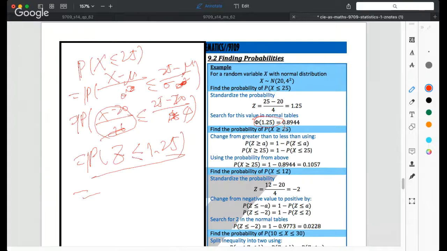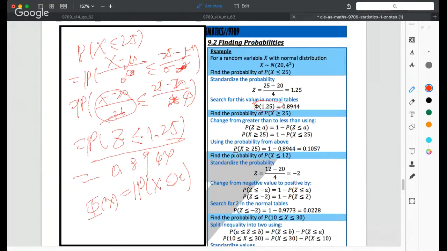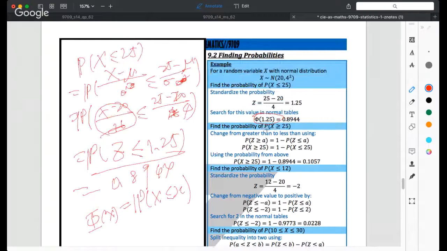It's correct, right? So it's 0.8944. And we should also take note that this function always equals the probability of X smaller than or equal to x. So for the next example, we are asked to calculate the probability of x greater than or equal to 25. And in this case, we cannot just read off. Instead, we need to use 1 minus this value, right? So we get 0.1056.